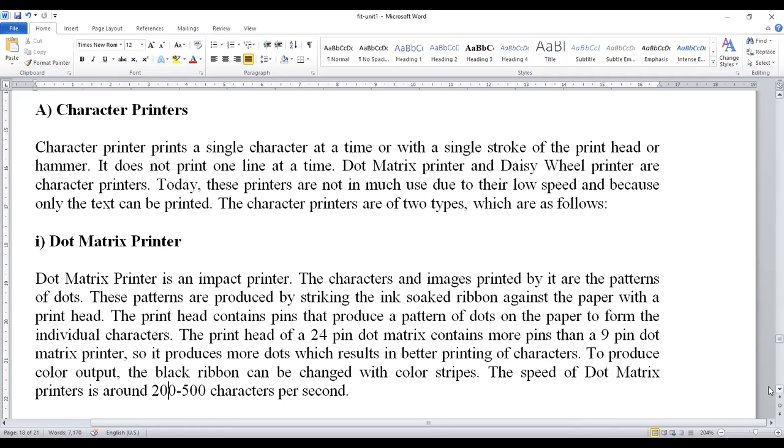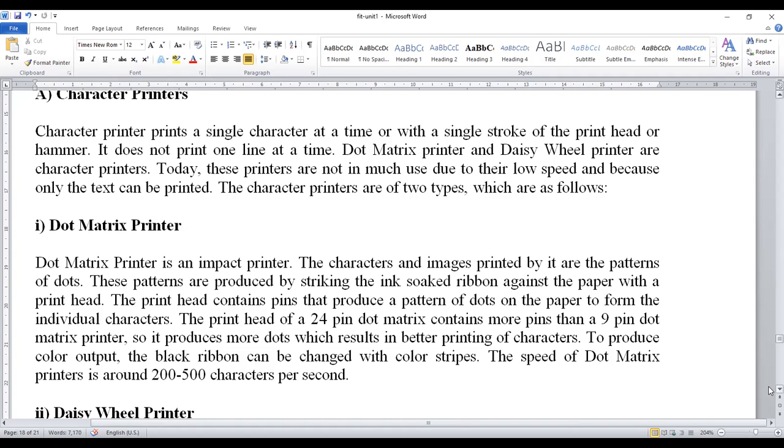Today, these printers are not in much use due to their low speed. In character printers, as you have seen in typewriters, there will be a hammer striking against the ribbon. The ribbon may be of any ink color, like blue, red, or whatever color you need. This hammer hits on the ribbon, and the character is displayed on the paper. There are two types: dot matrix printers, where characters and images are printed by patterns. We'll see character printers.